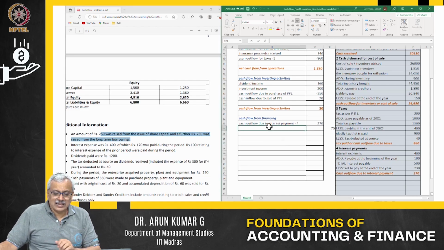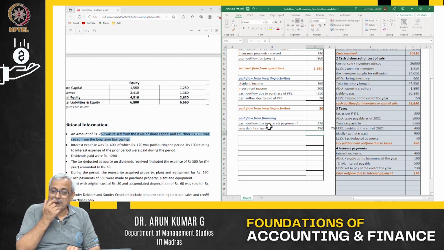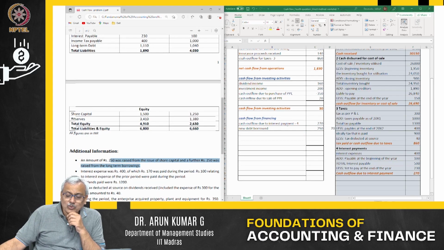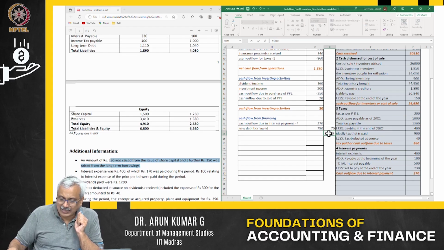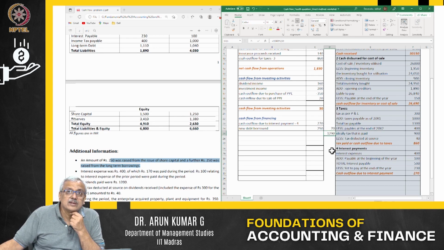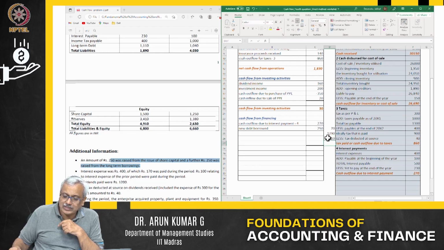Yes, that is new debt borrowed. New debt in the company is $250. If the new debt borrowed was $250, then what should your debt balance have been at the end of the current year? It should have been 1040 plus 250, that means 1290. But what is the debt balance you have? The debt balance I have is 1110. So, that means this is the amount that I should repay.